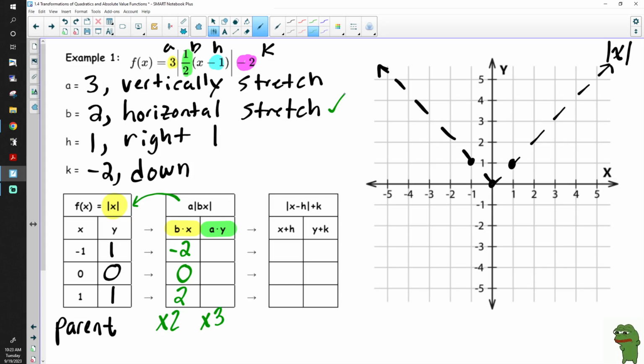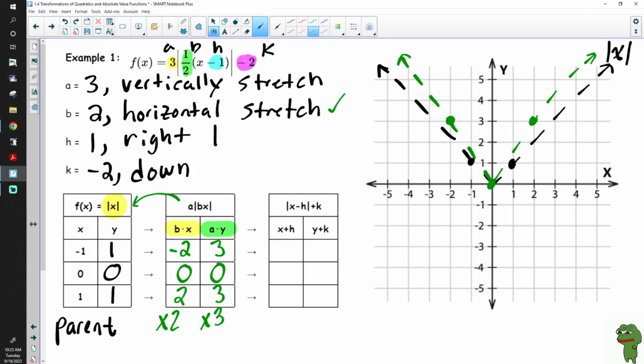Now we're going to do our vertical stretch by multiplying all of the y values by 3. So 1 times 3 is 3, 0 times 3 is 0, and 1 times 3 is 3. And now we're going to graph our progress. Here's where it started. Let's graph what the a and b look like: -2, 3; 0, 0; and 2, 3. Now our graph looks like this. It didn't change a lot, but it did change a little. We vertically stretched it and horizontally stretched it. We pulled it up and then pulled it out.